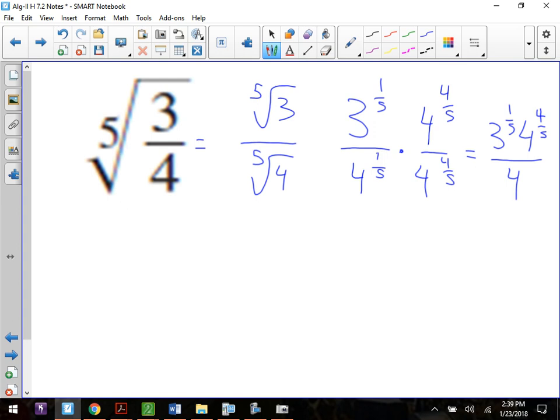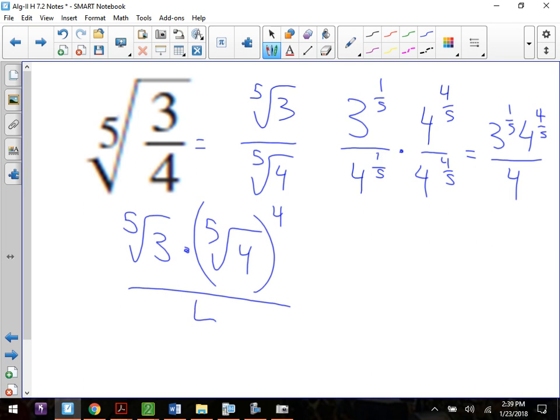Depending upon if the instructions say leave as fractional exponents or leave as nth roots, if you're doing just fractions, this is fine. You're done. If you had to go back and rewrite that as an nth root, you'd have the fifth root of 3 times the fifth root of 4 to the 4th over 4.